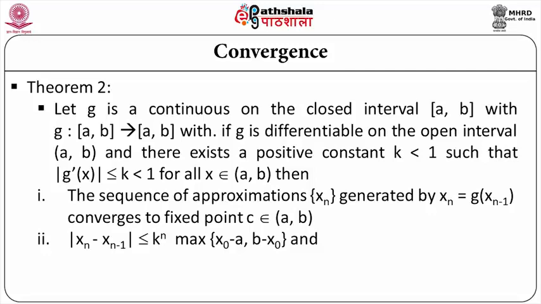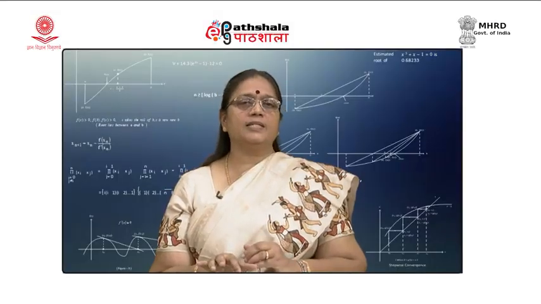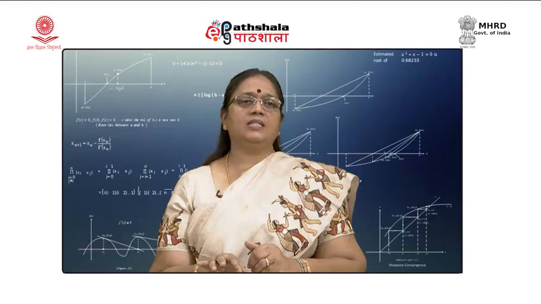So, this theorem tells us that if the derivative is less than 1, the sequence of approximations will give us convergence, and the smaller the k, the better the speed of convergence. So, if we want to ensure convergence, then we should choose G, the function.